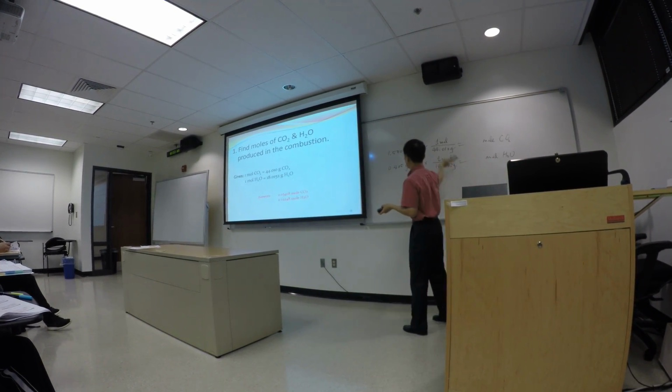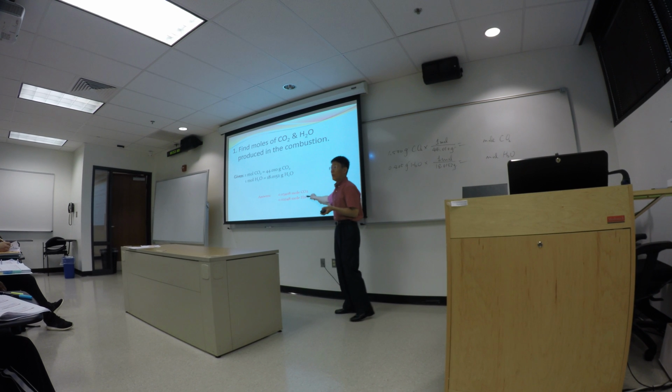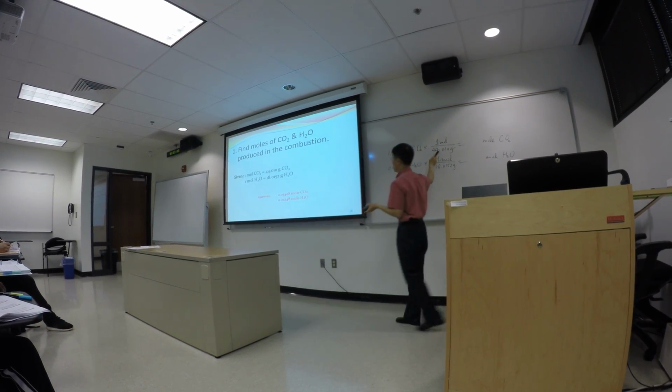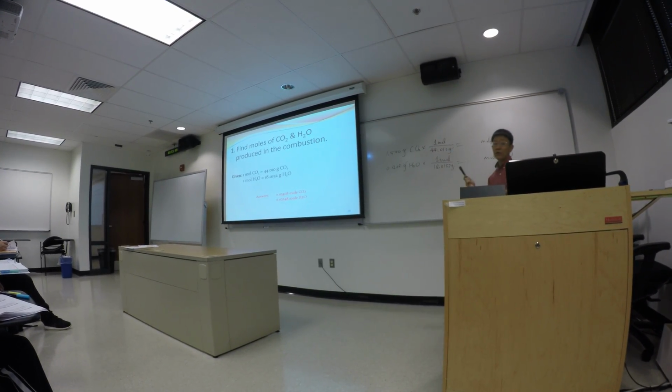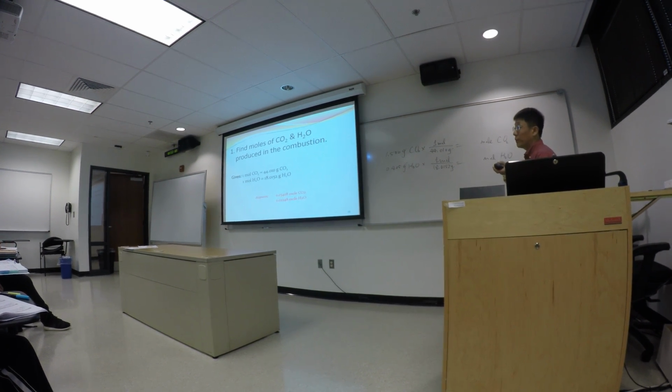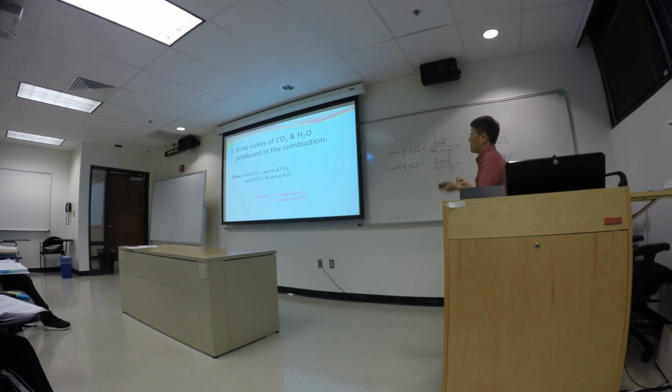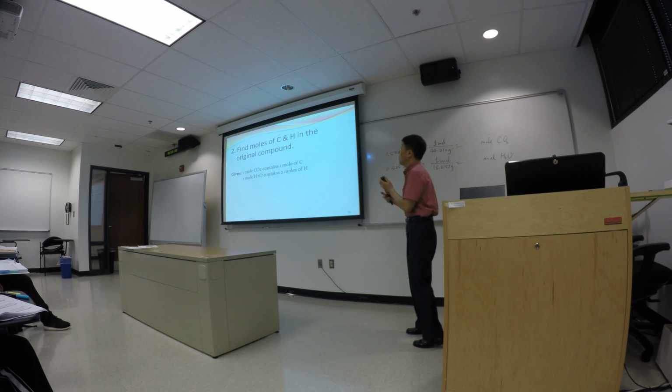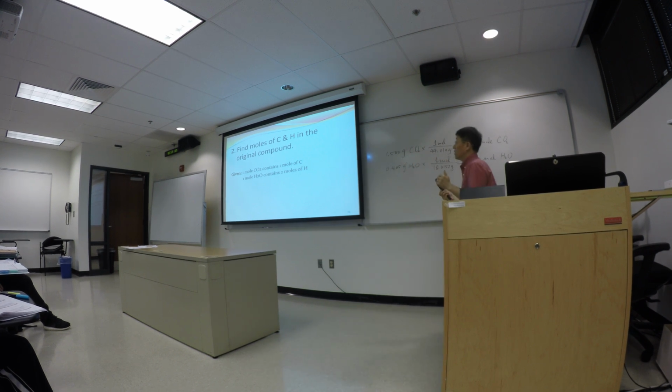Now, if you do this calculation, this is the answer you're supposed to get. And if you divide 1.5 by 44.01, you get 0.03408 mole of carbon dioxide. Okay, and you get 0.02248 mole of water. Okay, so that's the first step. Second step there, we can determine the number of moles of carbon and hydrogen in the original compound.